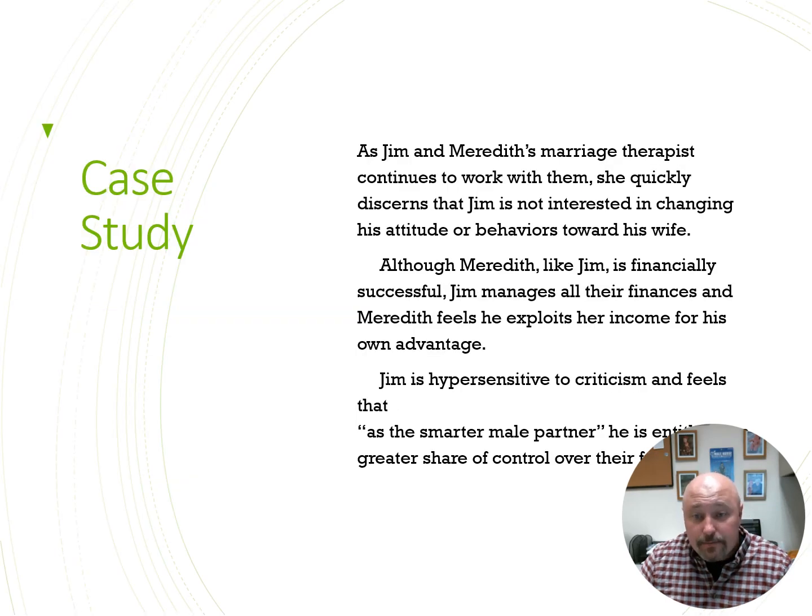As Jim and Meredith's marriage therapist continues to work with them, she quickly discerns that Jim is not interested in changing his attitude or behaviors towards his wife. Although Meredith, like Jim, is financially successful, Jim manages all of their finances, and Meredith feels he exploits her income for his own advantage. Jim is hypersensitive to criticism and feels that, as the smarter male partner, he is entitled to a greater share of control over their finances.